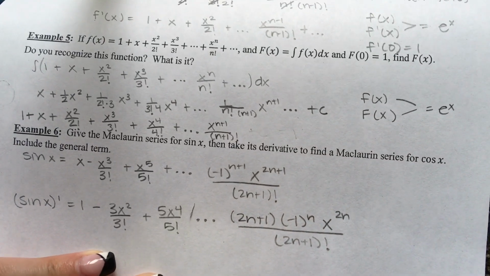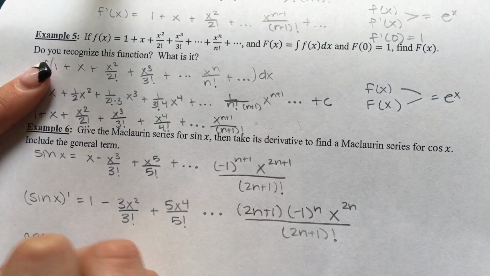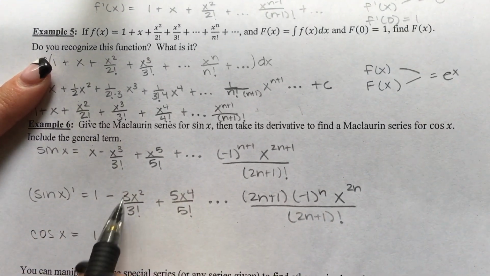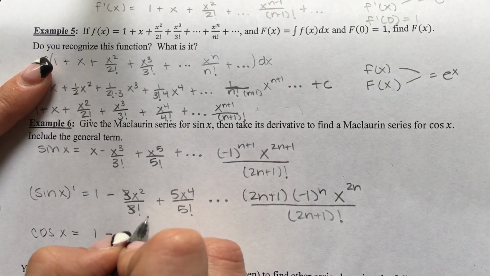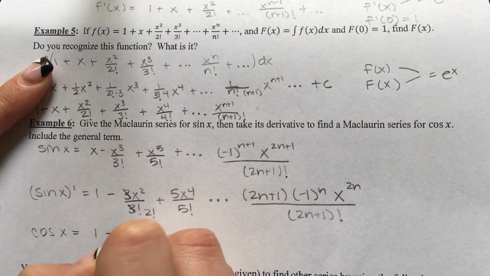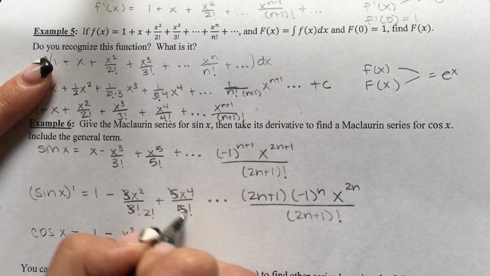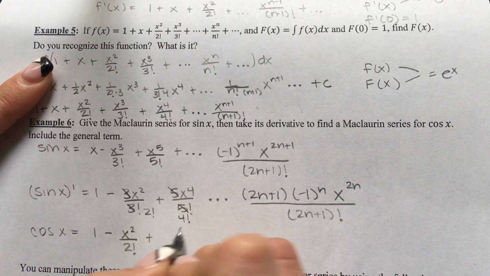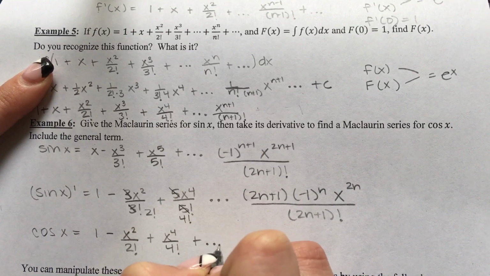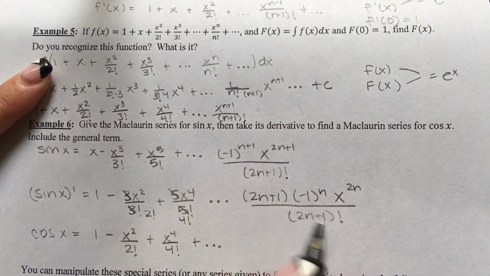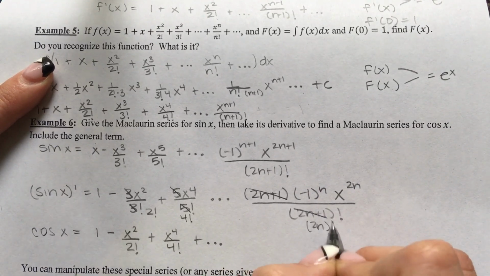And so what you'll notice here, the derivative of sine is cos. So we've got 1, and then 3. You can say that the 3 cancels with 3, and that leaves us with 2 factorial. So x squared over 2 factorial. You can say the 5 cancels with 5, and that leaves us with 4 factorial. And then the 2n plus 1 would cancel with 2n plus 1, and that would leave us a 2n factorial.